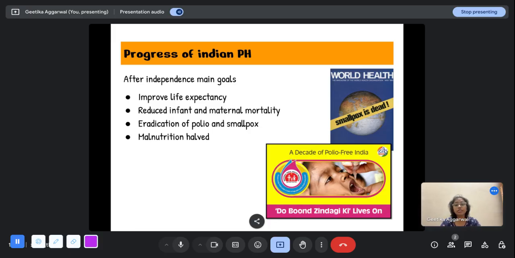But India has made some progress in its public health. After independence, there are some things that we have achieved. We have improved our life expectancy, which has increased from 32 to 70. Earlier, at birth, the life expectancy average was 32 years of age. Now it has been improved to 70. We have reduced the infant and maternal mortality rates considerably. We have been successful in eradicating smallpox and polio entirely. India was announced polio free in 2014. And the amount of malnutrition in the country has also been reduced to half. So these are some leaps and bounds that India has achieved in the public health sector.